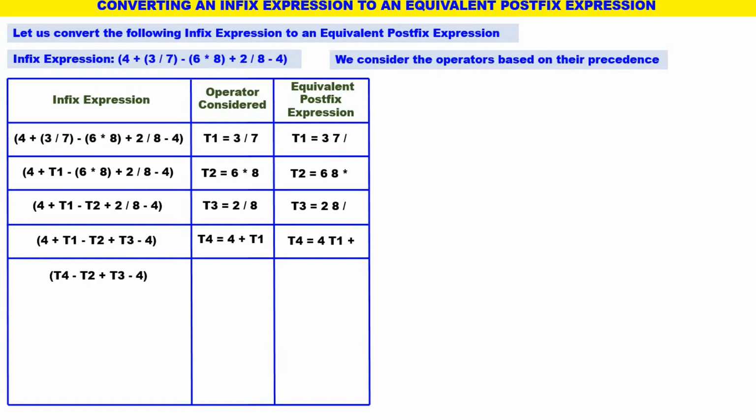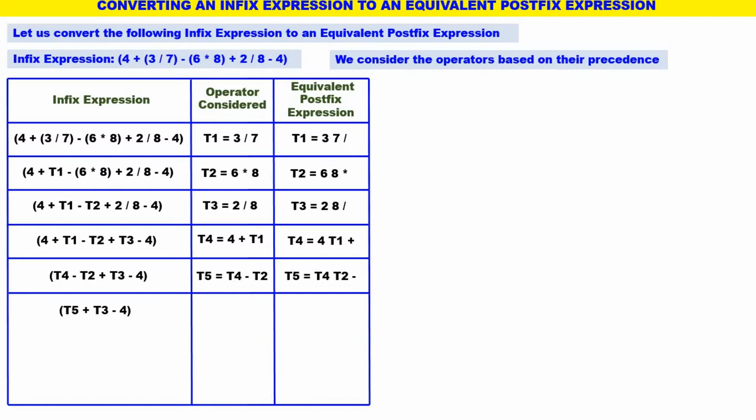Now minus, plus, minus, all of them have the same precedence. We will consider the leftmost. T4 minus T2, that is T5 is equal to T4 minus T2. In the postfix it is T4 T2 minus. Yes. So T5 plus T3 minus 4.